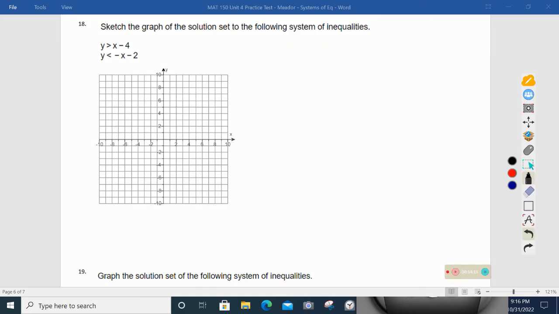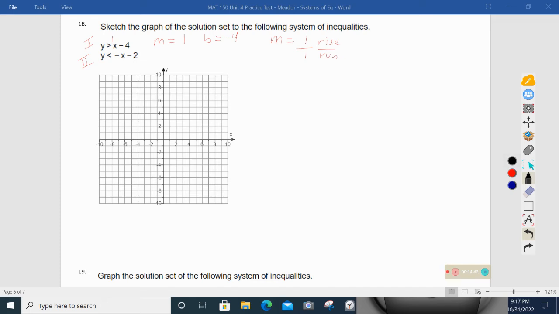Okay, question number 18. We're going to sketch both of these lines and then we're going to shade and all that. So they're both in y equals mx plus b form. On inequality number 1, our slope is 1 because there's a 1 out in front of the x, and our b, our y-intercept, is negative 4. Now, slope is normally rise over run, so how do you make 1 become a fraction? You just put it over 1. Rise over run.